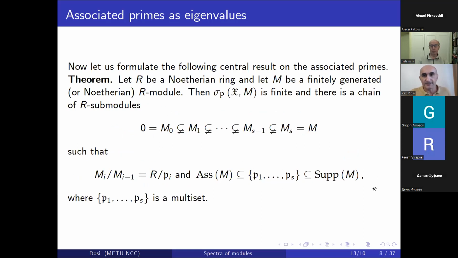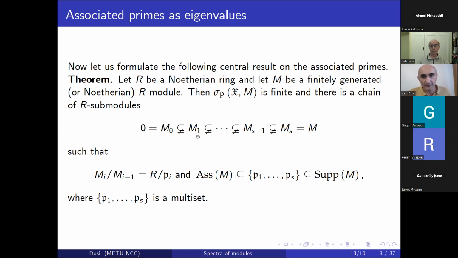Look at this first triangulation result. It's an abstract form, but I will explain why it's all about upper triangular matrices. Still no matrices here. It's just some general result from commutative algebra. Say R is a Noetherian ring, M is a Noetherian module. Then the point spectrum is finite.